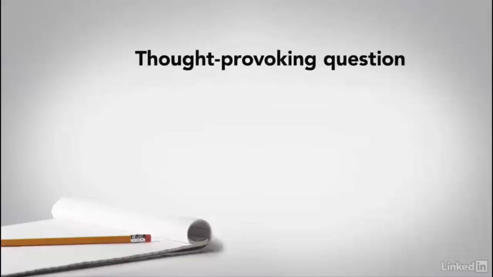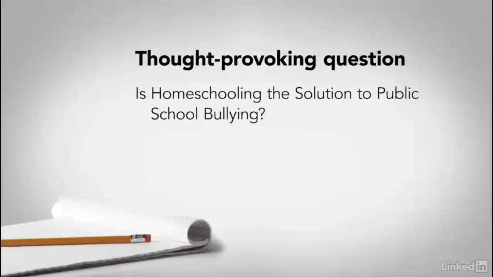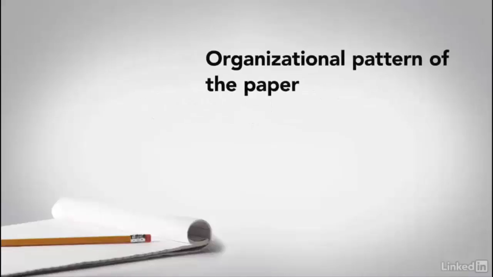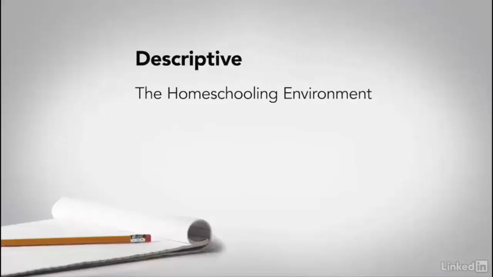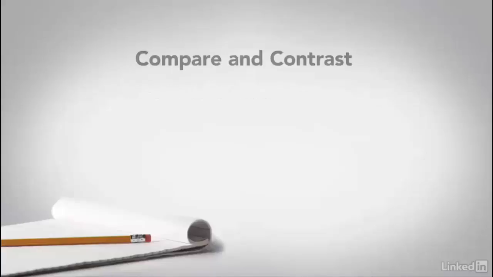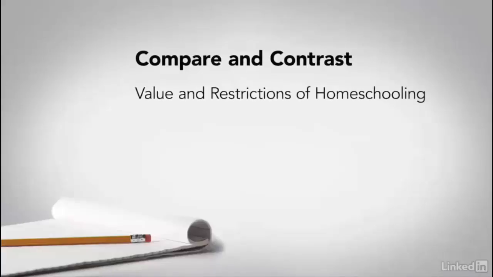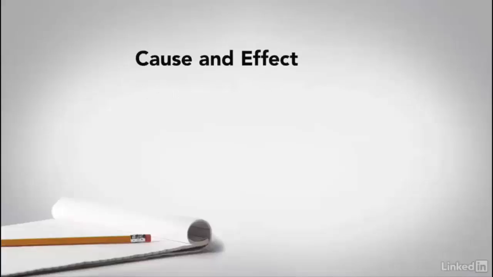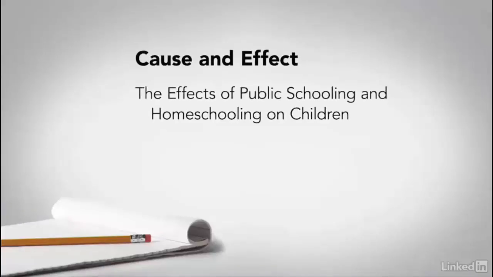For more interest building, you might use a thought-provoking question, one that might make your reader want to read your paper to learn the answer you are presenting. "Is homeschooling the solution to public school bullying?" is an example. Or you might want to create a title that shows the reader what type of research paper you prepared. Here are example titles for 4 organizational patterns. For descriptive, the homeschooling environment. Argumentative or persuasive, the need for increased homeschooling. Compare and contrast, value and restrictions of homeschooling. Cause and effect, the effects of public and homeschooling on children.